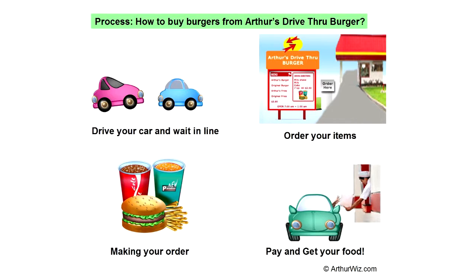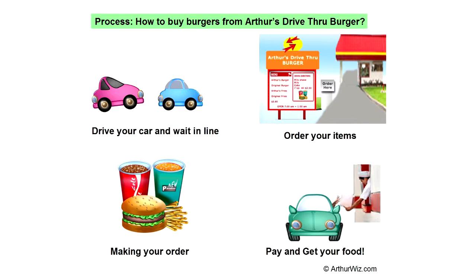In the first step, you drive your car and wait in line. And then you roll down the window and reach the order box, where you tell the order taker what you want. Then they get busy making your food while you wait for a moment until your food is ready. And finally, you pay the cashier and get your order. Overall, the whole process is very straightforward.